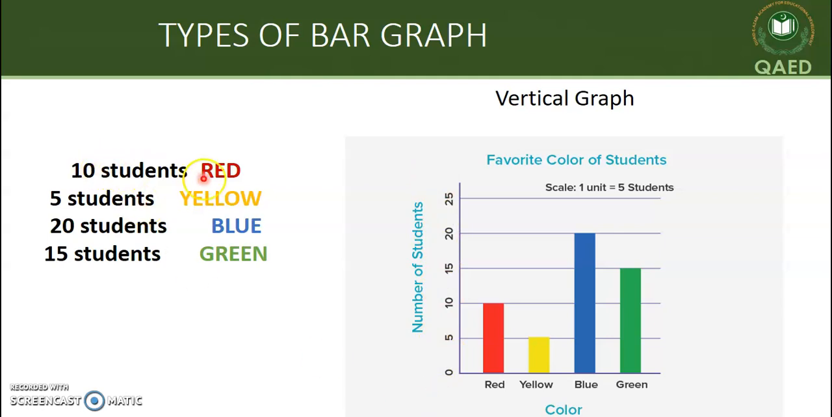Now, 10 students like red color, so our red bar goes up to 10 in the scale. 5 students like yellow color, so the bar is up to the number 5. 20 students like blue color, so the blue bar goes up to 20. 15 students like green color, so the green bar goes up to 15.